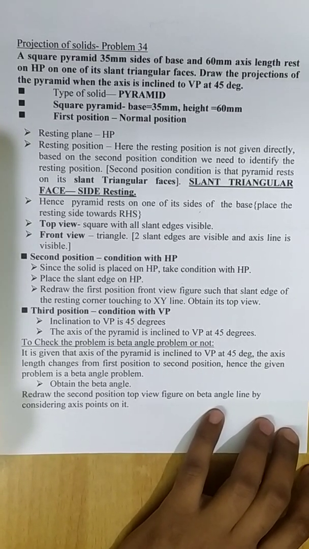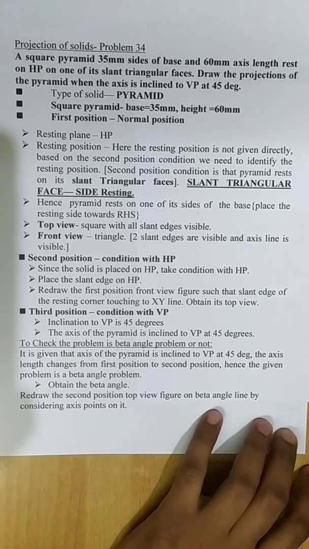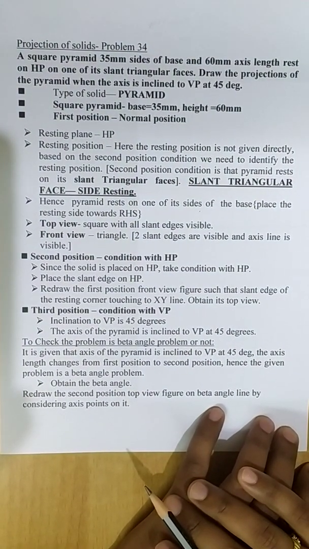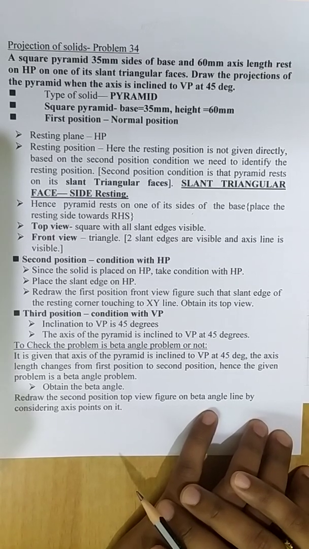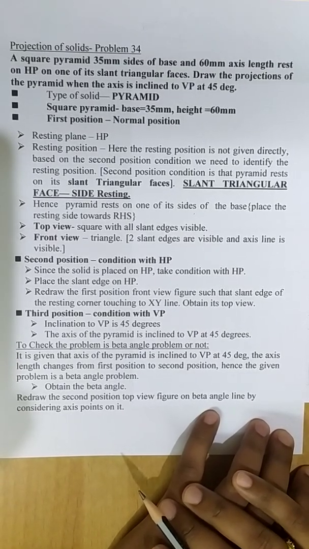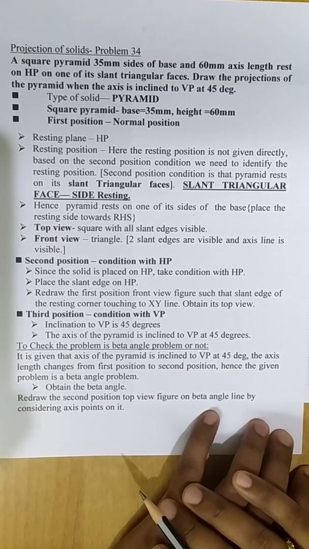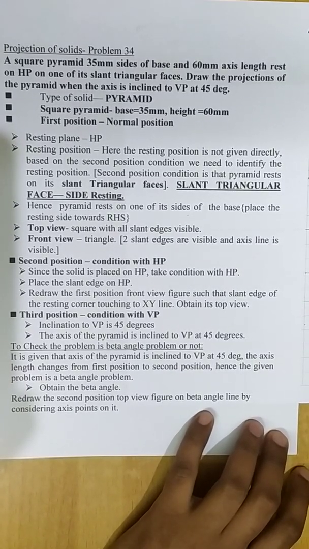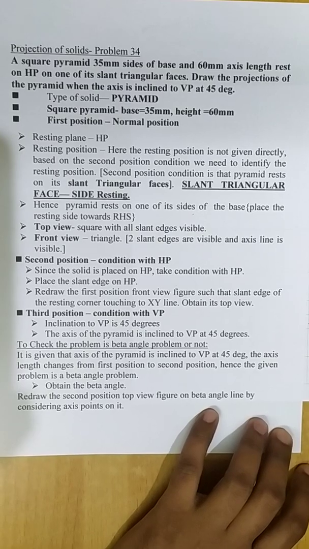Hello everyone. In this session we will discuss problem number 34 related to projection of solids. The question is: a square pyramid, 35 mm sides of base and 60 mm axis length, rests on HP on one of its slant triangular faces. Draw the projections of the pyramid when the axis is inclined to VP at an angle of 45 degrees. So that is the question that they have given.